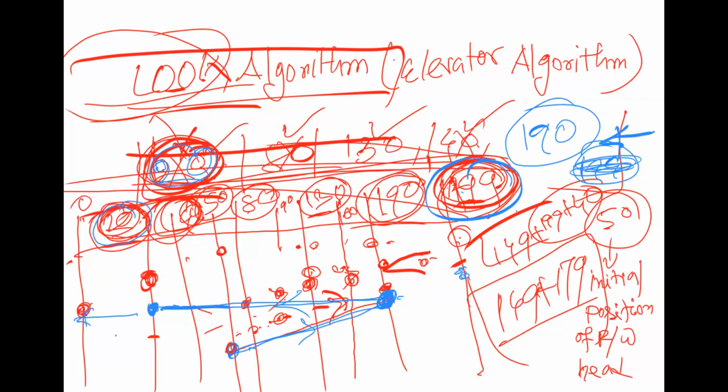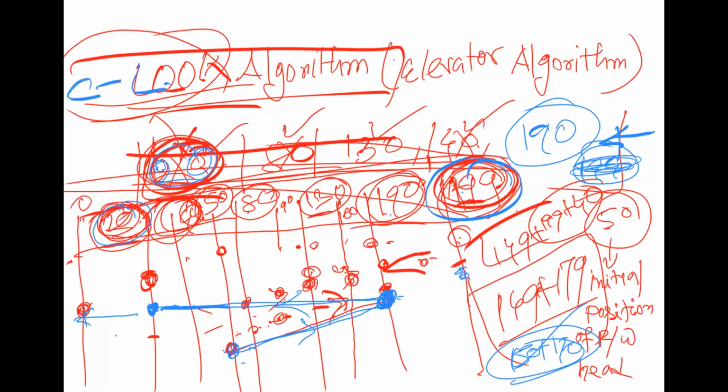How can we calculate this total track movement? 190 minus 50 is 150, plus 190 minus 20, which is 170. So 150 plus 170 is the total track movement. This amount of track movement is required for the LOOK algorithm. So it needs a little bit less track movement compared to the scan and C-scan algorithms.